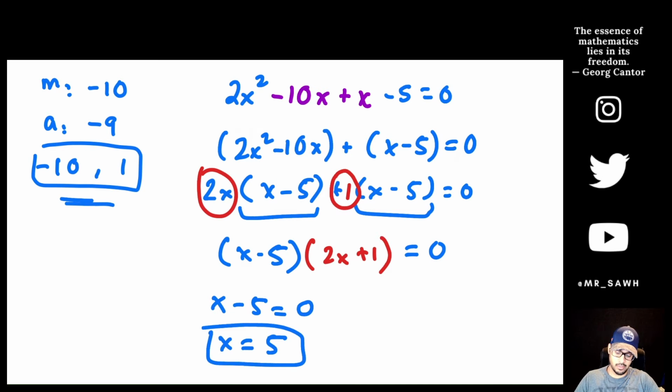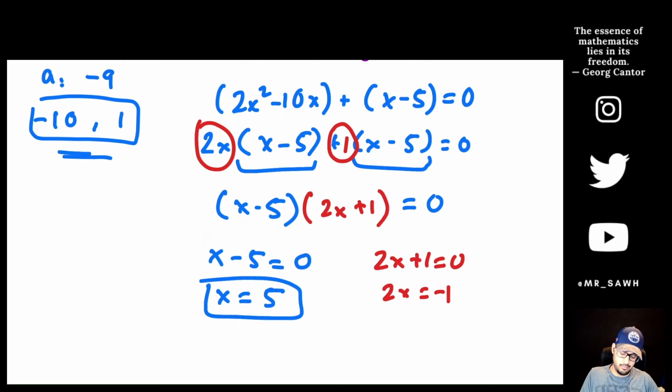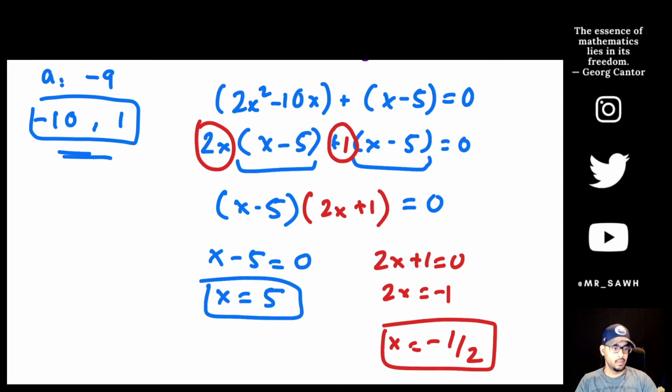So one of my x-intercepts here is 5, but the other one actually ends up being a fraction. So if I subtract a 1 from both sides, it's negative 1. So I know that here x is actually negative 1/2. So I've got my two x-intercepts, but with decomposition you're going to find that one of them, more often than not, is a fraction, which again is okay.